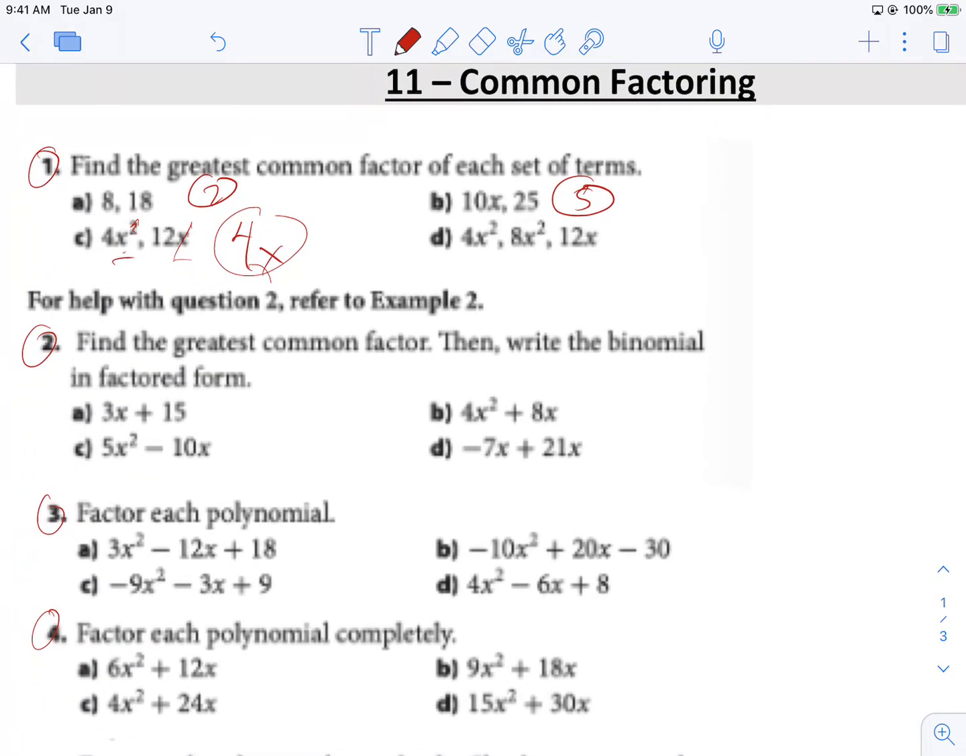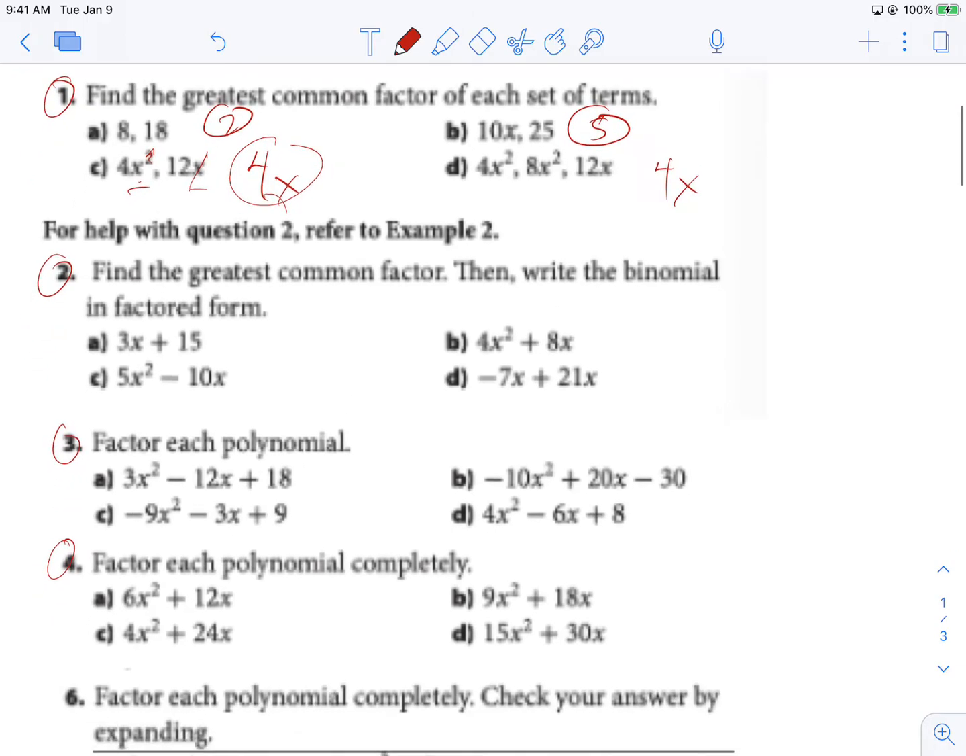For this one, what's common here? Well, everything here we can also take a 4 out of. 4, 8, and 12, all divisible by 4, and everything has at least one x, so we'll take 1x out.